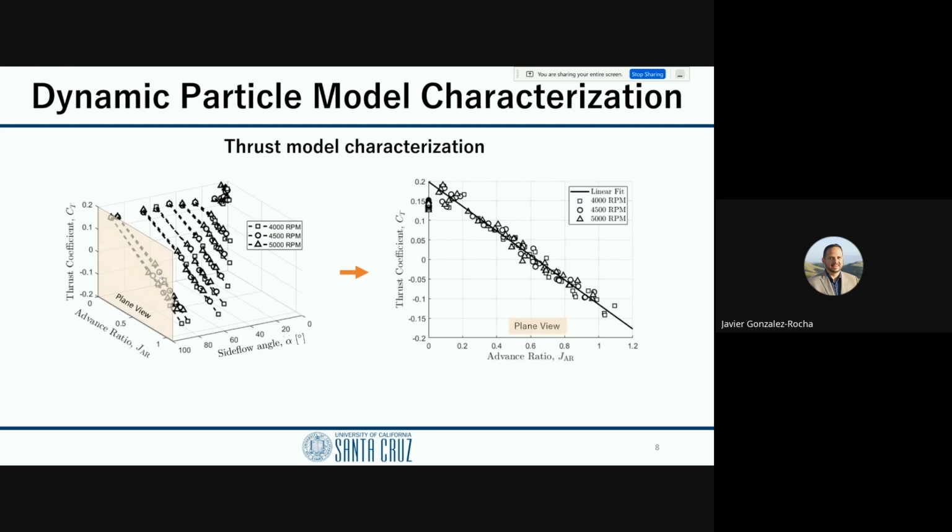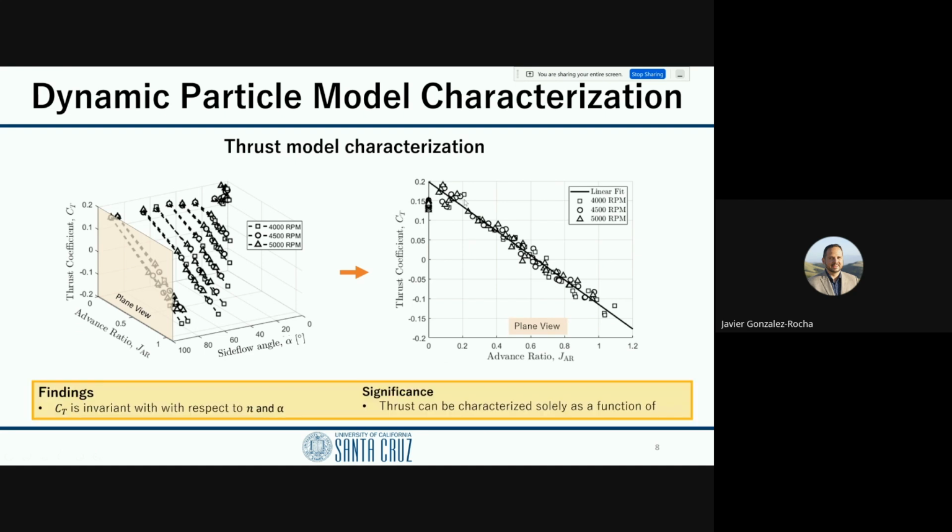Furthermore, when we collapse these measurements and look at this plane view, at how the thrust coefficient is changing versus advance ratio, we actually see that for most of the range, it's a linear relationship, which was actually quite surprising as well. So this means that we can use this model to understand how much thrust is being generated. And it's a linear model, at least for this aircraft.